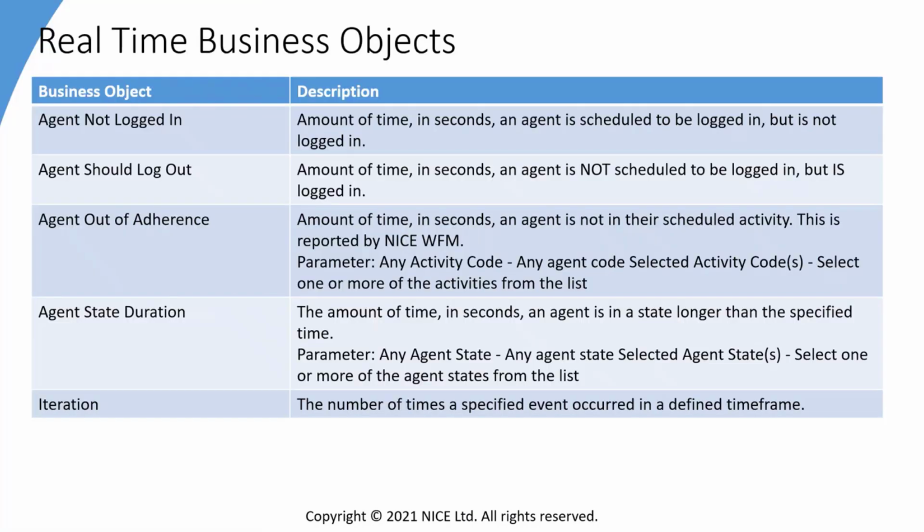So here are the real-time business objects. At this point, we've done rules before, so we know what business objects are. That's the part that we're actually defining in the criteria section of the rule. So the first one, agent not logged in. Typically, it's saying the amount of time in seconds an agent is scheduled to be logged in but is not. So we could set up the criteria around that. If they should have been logged in for 5 minutes and they haven't been, then let's generate an alert.